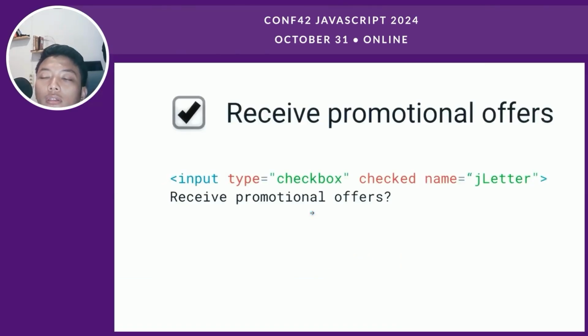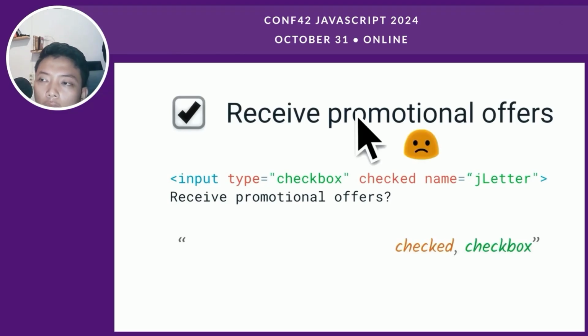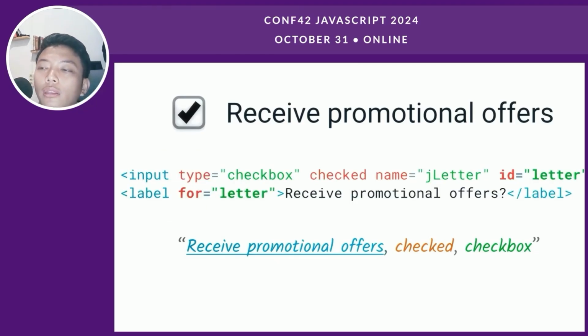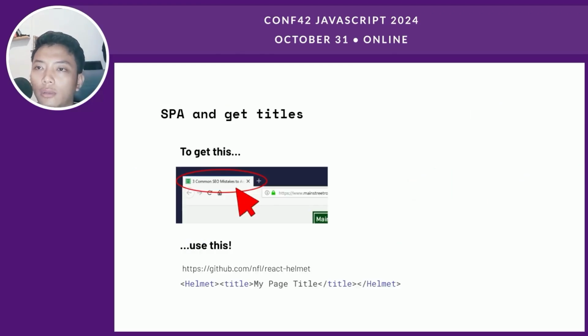The other thing we see is the same kind of lack of visual information. Maybe in the screen reader, it will be something like blah, blah, blah, checkbox. Well, this is not good. What we can do is wrap the input in the label. So when the screen reader reads, it will say something like, receive promotional offers, checkbox. It announces the state and the type of the input itself. Or you can use the ID, then use the label for attribute, something like that.